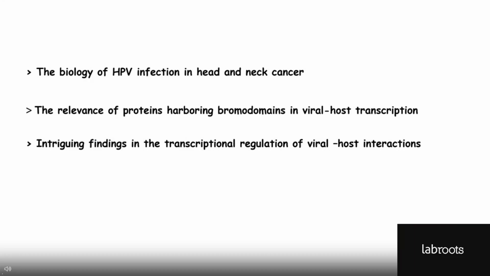So I'm going to talk to you about the biology of HPV infection and head and neck cancer in this talk, followed by the relevance of proteins harboring bromodomains in viral host transcription, and discuss to you some of the findings of the transcriptional regulation of viral host interactions.